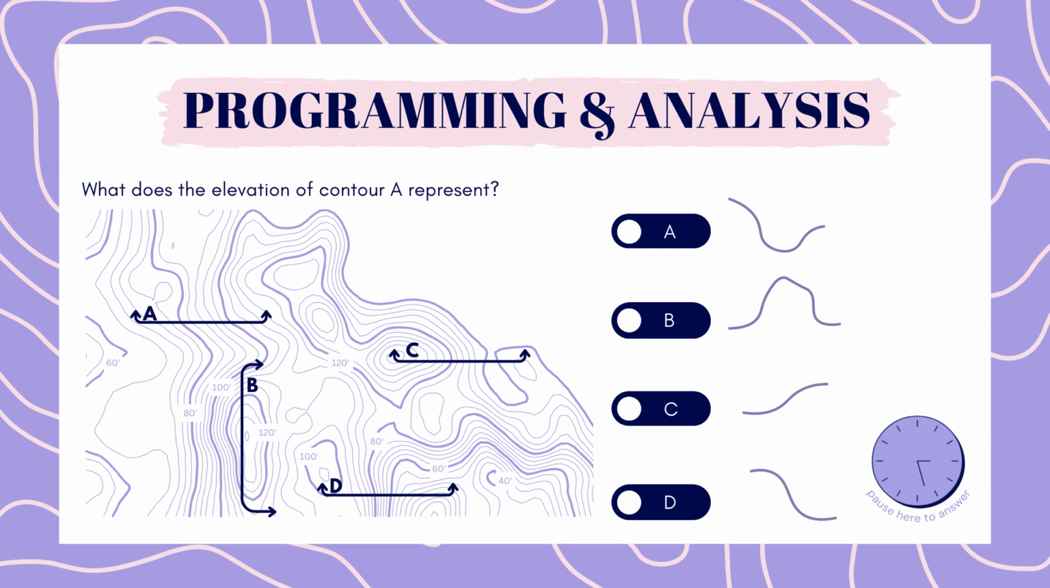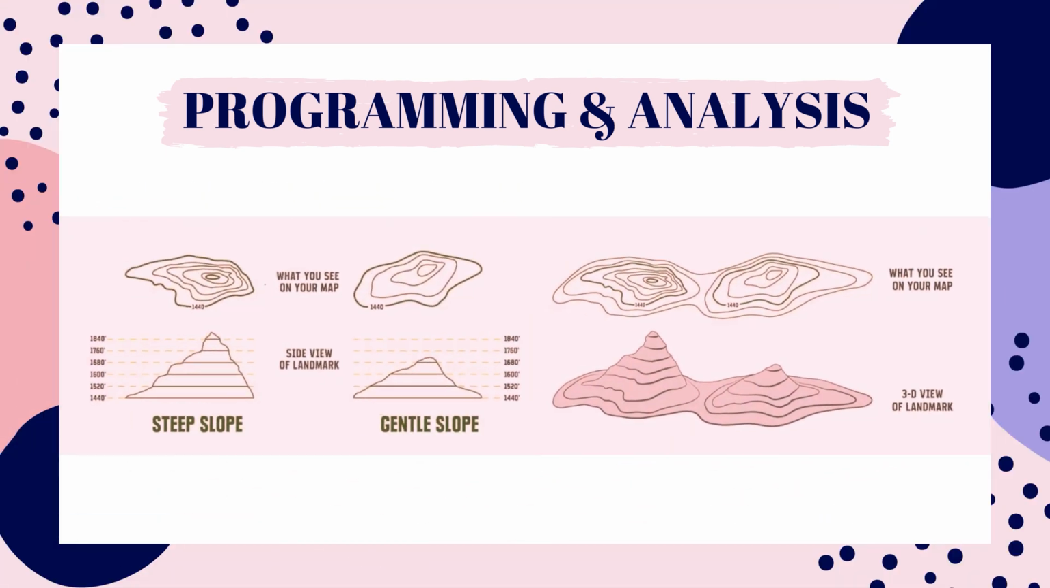Pause here to answer. The correct answer is C. So, topography is the study and mapping of physical features and characteristics of the Earth's surface, including its elevation, contours, and the distribution of natural and man-made features such as mountains, valleys, rivers, lakes, forests, roads, and buildings. The circular rings are called contour lines.